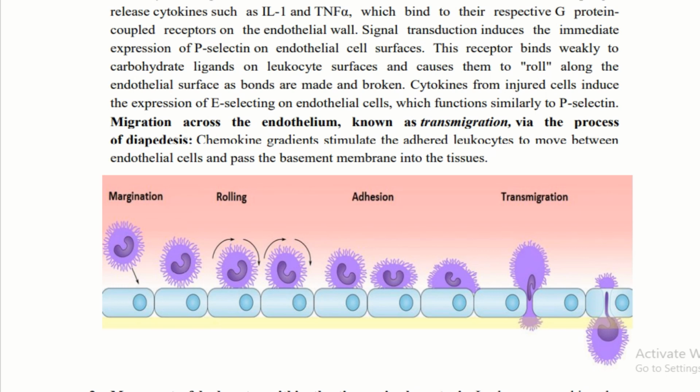Cytokines from injured cells induce the expression of E-selectin on endothelial cells, which functions similarly to P-selectin. Migration across the endothelium, known as transmigration, occurs via the process of diapedesis. Chemokine gradients stimulate the adhered leukocyte to move between endothelial cells and pass the basement membrane into the tissue. So step number one is margination, then rolling, adhesion, and then transmigration.